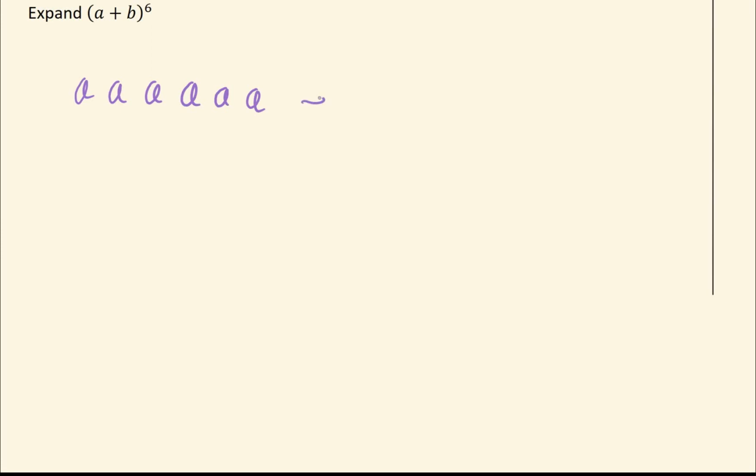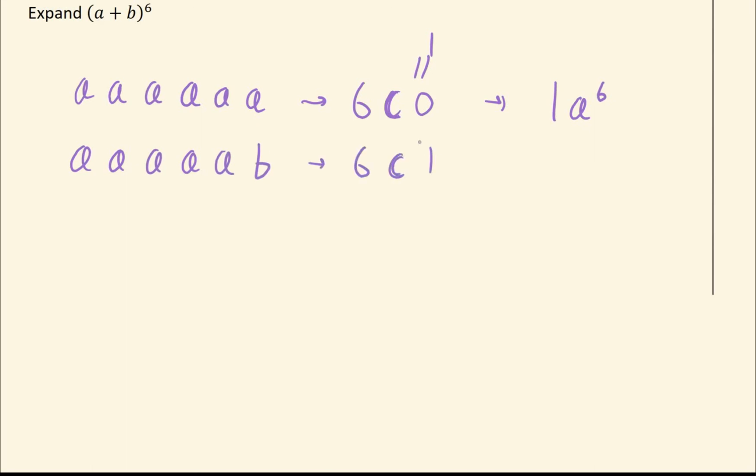So I've got 6 a's. That is basically 6 choose 0, which equals 1, sorry. So I would have 1a to the 6. I would then have 5 a's and a b. So a's and b's here. That is now 6 choose 1. That equals 6. So I now have 6a to the 5.